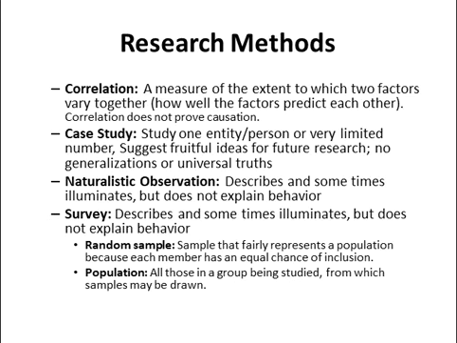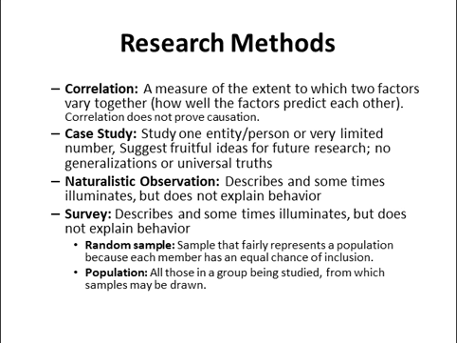Now, that takes us to this other key idea that we saw in chapter 1, research methods. Okay? With research methods, it's how we employ ways and methods in order to answer questions about the world around us. We talk about a correlation, a measure of the extent to which two factors vary together, how well the factors predict each other. A correlation, by the way, does not prove causation.